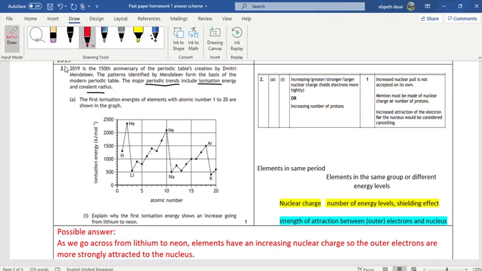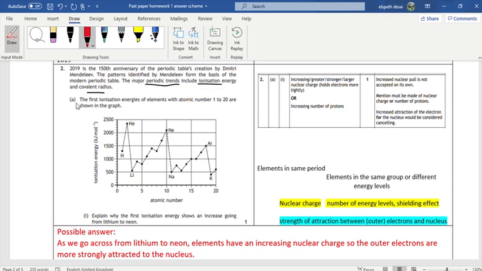Question 2 said, 2019 is the 150th anniversary of the periodic table's creation by Dmitry Mendeleev. The patterns identified by Mendeleev form the basis of the modern periodic table. The major periodic trends include ionization energy and covalent radius. I've just underlined these phrases because, again, if you were doing these as part of a bigger past paper, once you've studied however many topics there are in higher chemistry, these are clues that tell you that this question is related to this topic, periodicity.